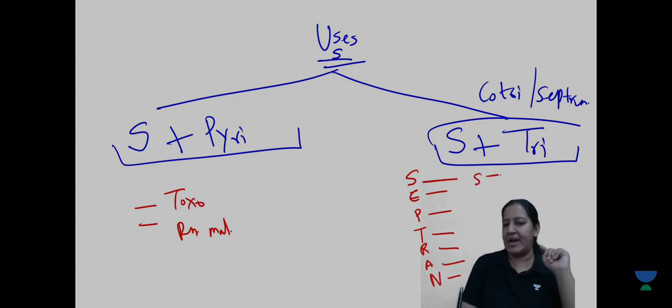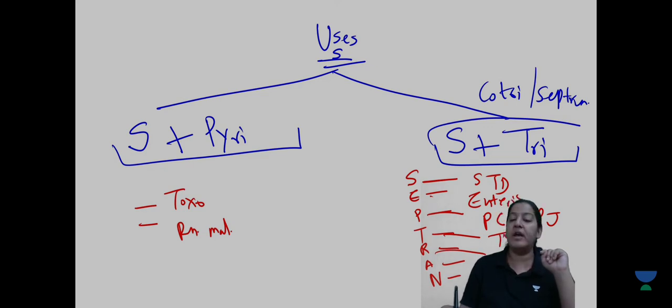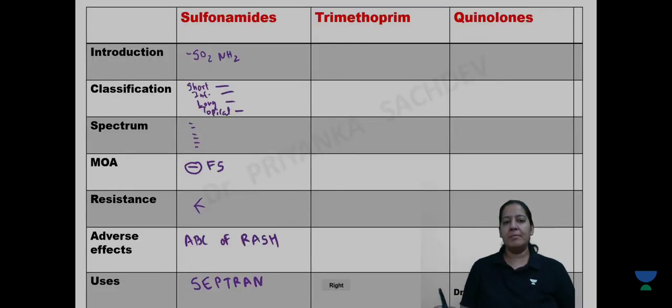Septran. S stands for STD. E stands for enteritis, that is diarrhea by gram-negative bacteria E. coli and Shigella. P stands for Pneumocystis carinii and Pneumocystis jirovecii. T stands for typhoid by Salmonella. R for RTI, that is respiratory tract infection. A for UTI, make A into U. It is UTI, acute UTI. N for nocardia. Everyone give me a thumbs up. So I'm done with the uses also.